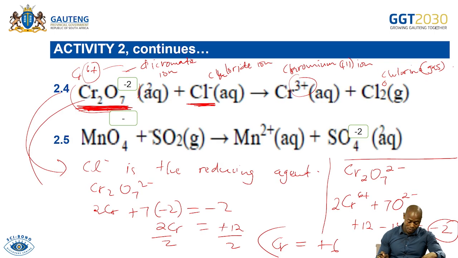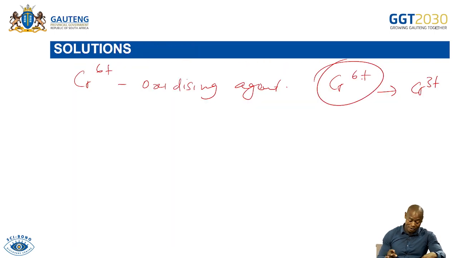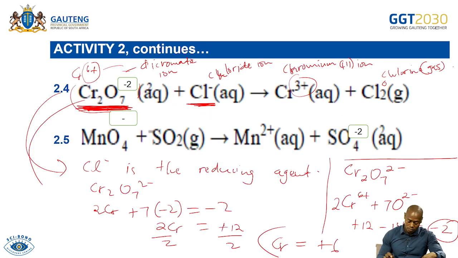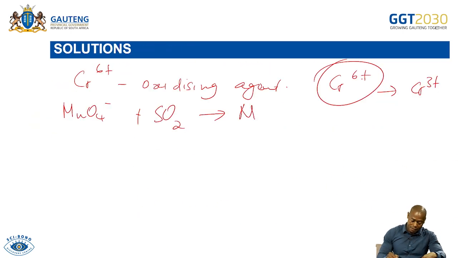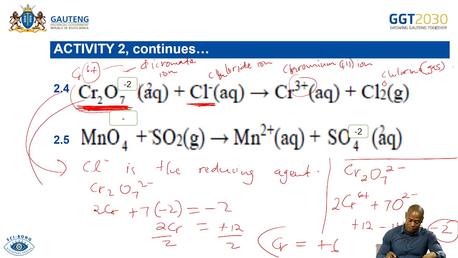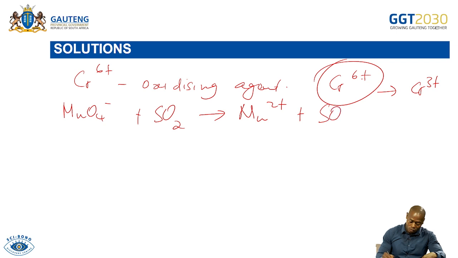So the last one is the permanganate ion. It's permanganate ion plus SO2 to produce Mn2 plus and SO4 2 minus. Let's identify the oxidizing agent and the reducing agent. What is the oxidation number of manganese here?